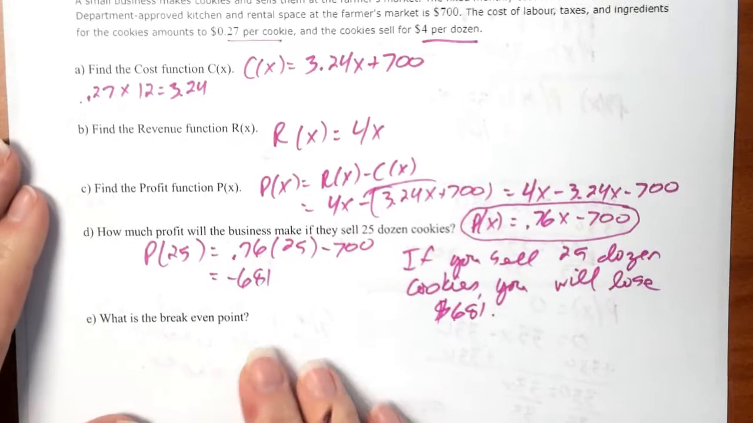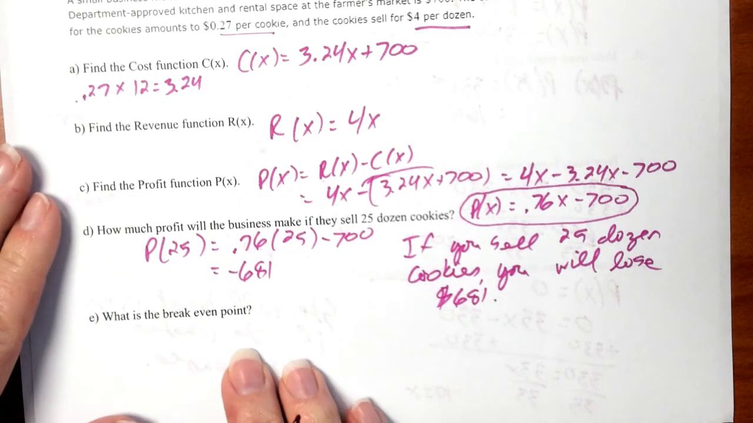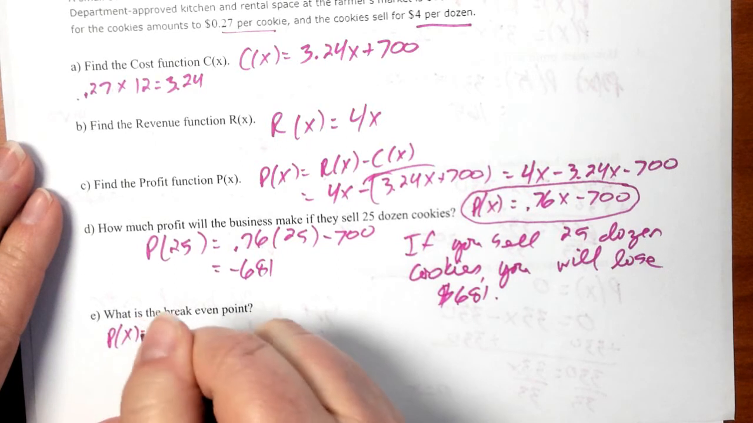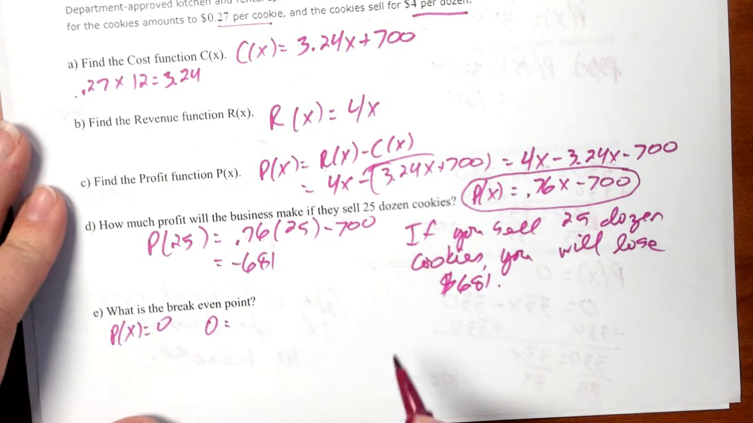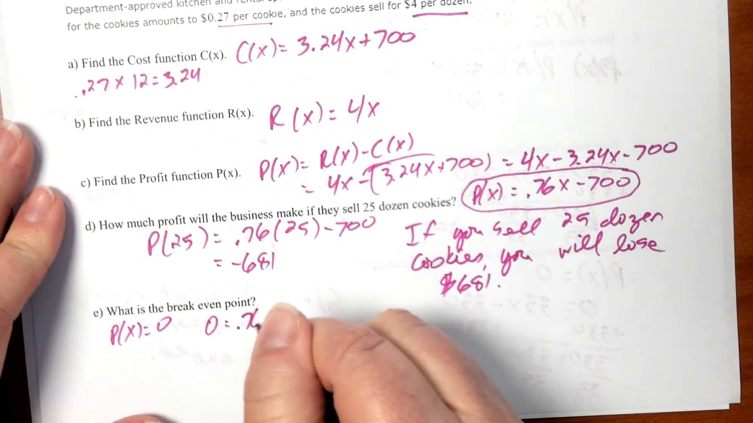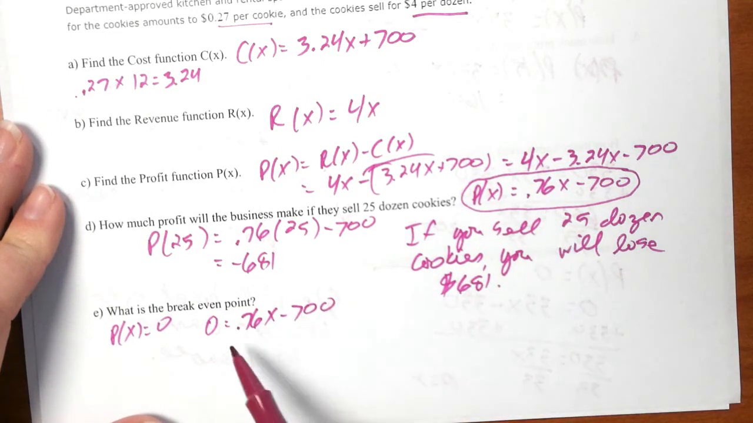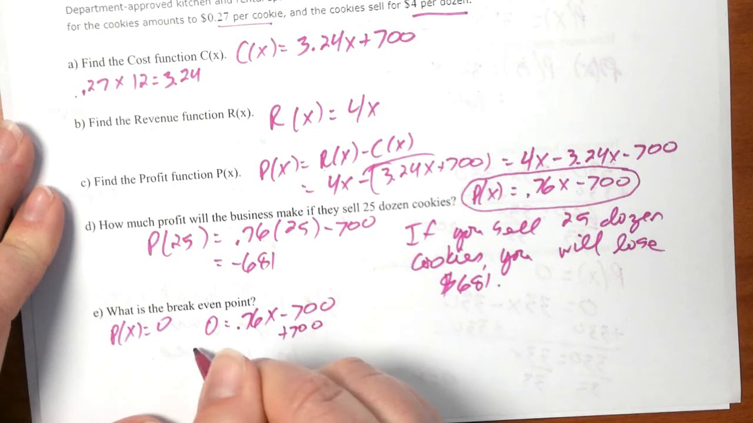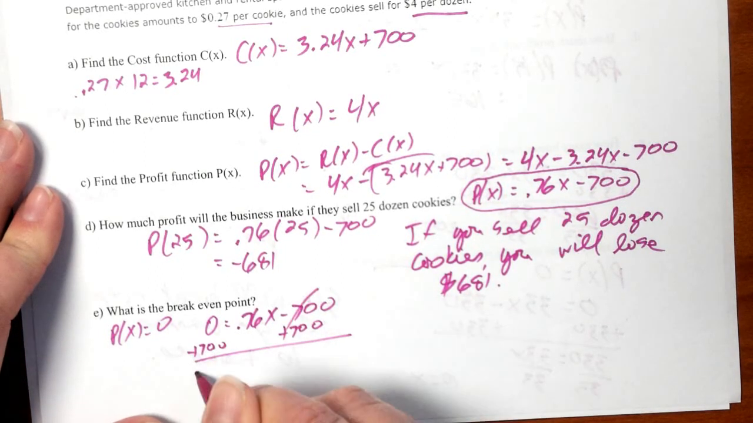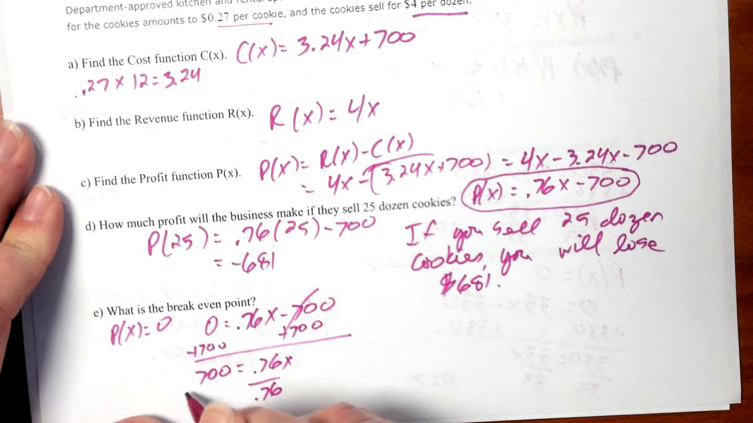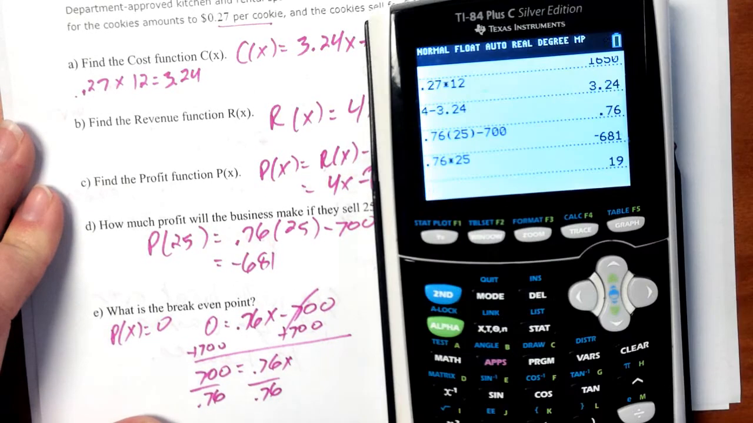And then they want to know the break-even point. Remember, break-even is where you don't make money, but you don't lose any. So your profit is 0. So we're going to say, okay, well, when does 0 equal our 0.76x minus 700? It's taking that profit equation and setting it to 0. Well, I'll add 700. So 700 is 0.76x.